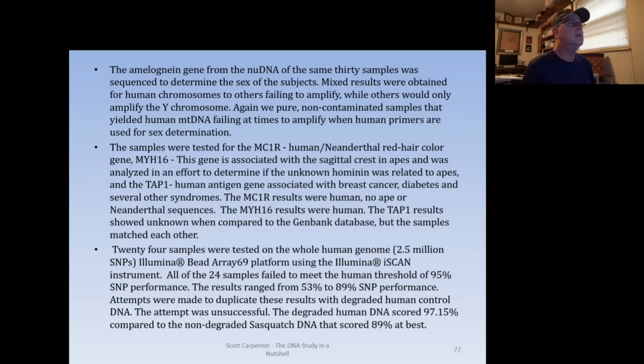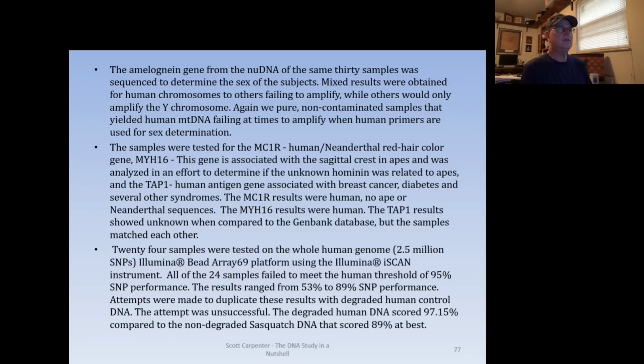The samples were also tested for the MC1R human Neanderthal red hair color gene, the MYH16 gene, which was associated with the sagittal crest in apes and was analyzed in an effort to determine if the unknown hominid was related to apes, and the TAP1 human antigen gene associated with breast cancer, diabetes, and several other syndromes. The MC1R results were human, no ape or Neanderthal sequences. The MYH16 results were human. The TAP1 results showed unknown when compared to GenBank, but the samples matched each other.